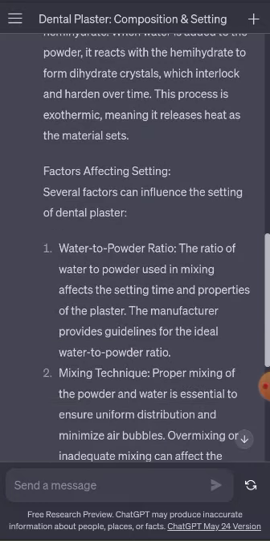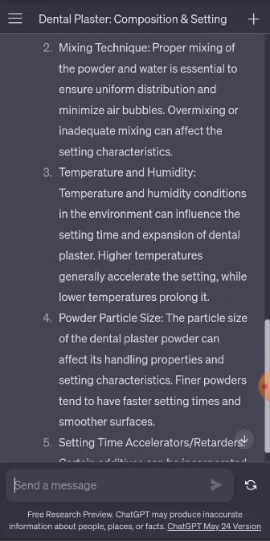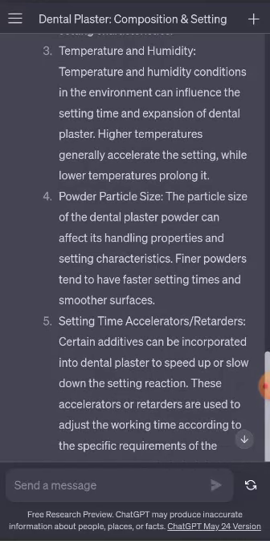Factors affecting setting: water to powder ratio, mixing technique, temperature and humidity, powder particle size, and setting accelerators and retarders.